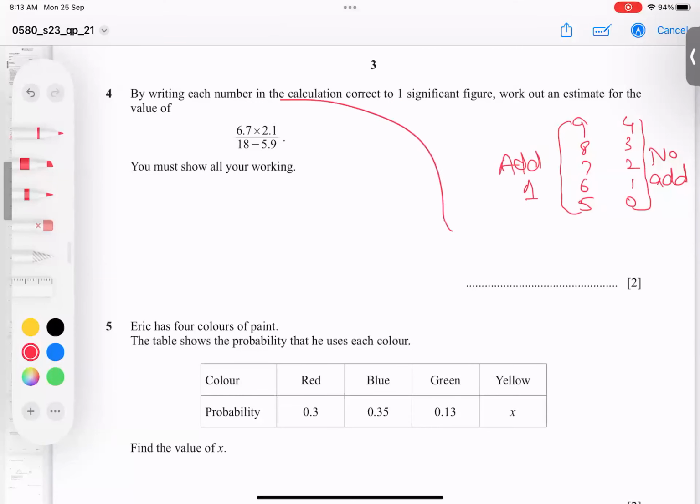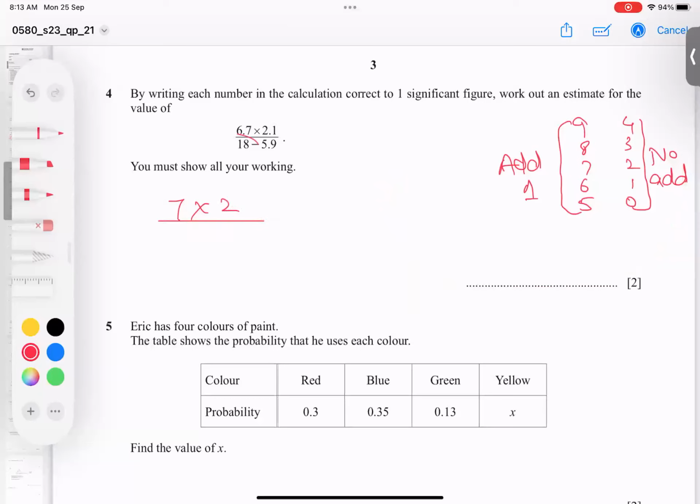Example, this is 6.7. So this number is among these. Because I need 1 SF, he mentioned here 1 SF, we always count from the left side. We never count from the right side. Make sure. So this is 6 I need, 7 I don't want. Because it's bigger than 4, I will add. So 6.7 converted to 7. And what about 2.1? Is this number bigger than 4? No. So we will not add. Only 2 will be written in the place of 2.1.